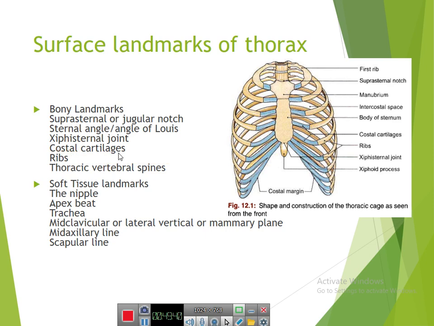Costal cartilages are another bony landmark of the thorax. The costal cartilages, that you can see in blue color, are located between the ribs and sternum, anteriorly. The second costal, or ribs in Latin words.